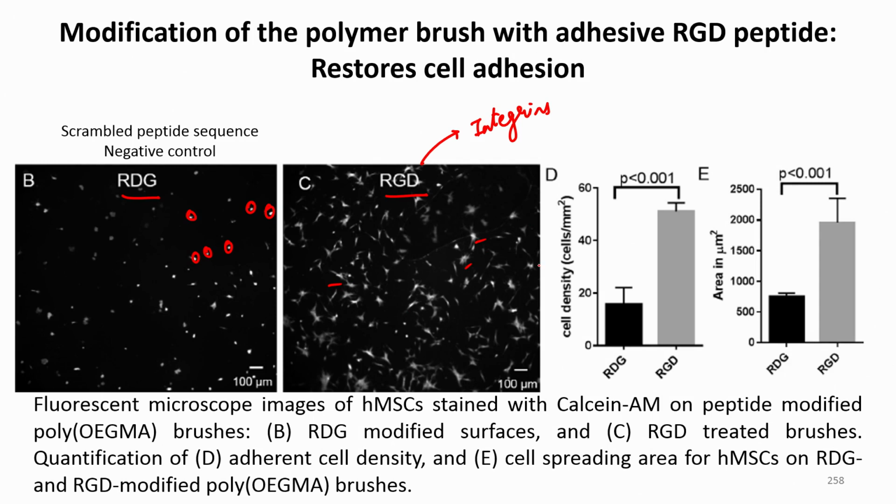This is more quantified here. The cell density has increased, as well as the area of the cells that are attaching, and the spread area has also increased, suggesting that the cells have now started to like the surface.